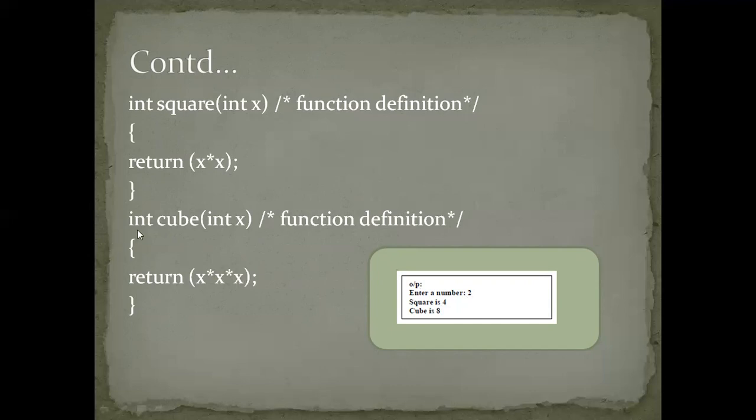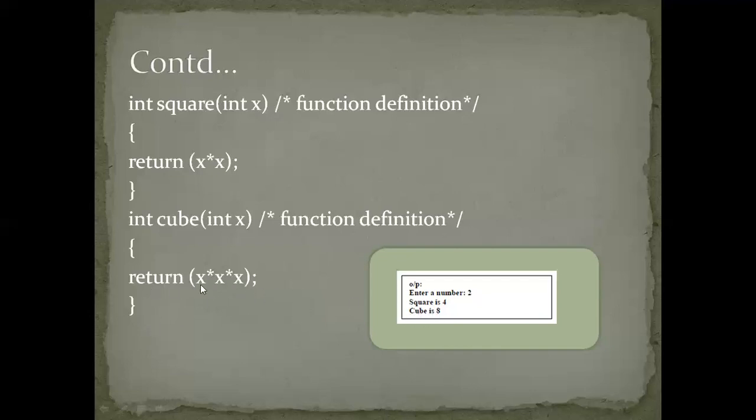Similarly, the cube operation. The cube operation contains only one argument. It returns x into x into x. This is nothing but x cube. So the x value is 2. 2 into 2 into 2, how much? 2 into 2, 4. 4 into 2, 8. So the cube is 8.